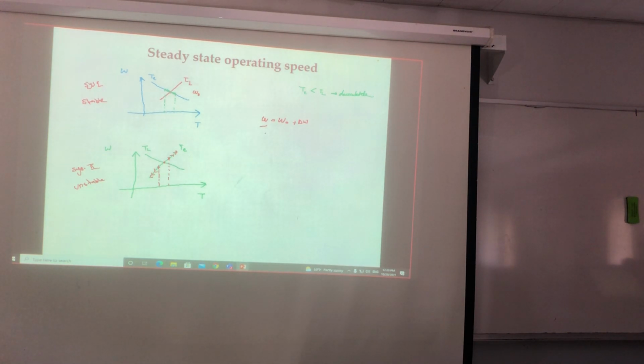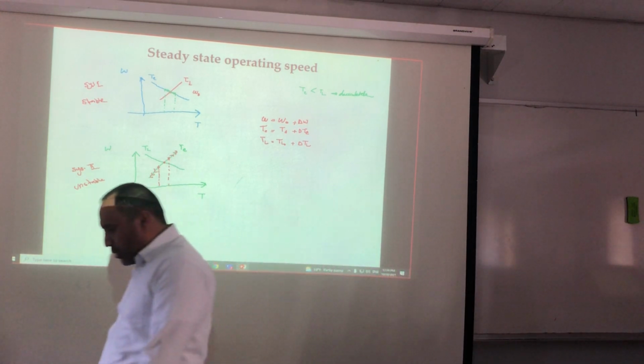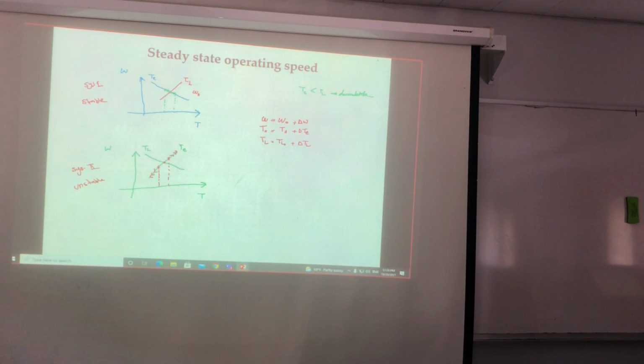So let's assume TE is T naught plus delta TE. The same is applicable for TL, which equals TL naught plus delta TL. Now let's write the equation of motion, or what we call the swing equation.